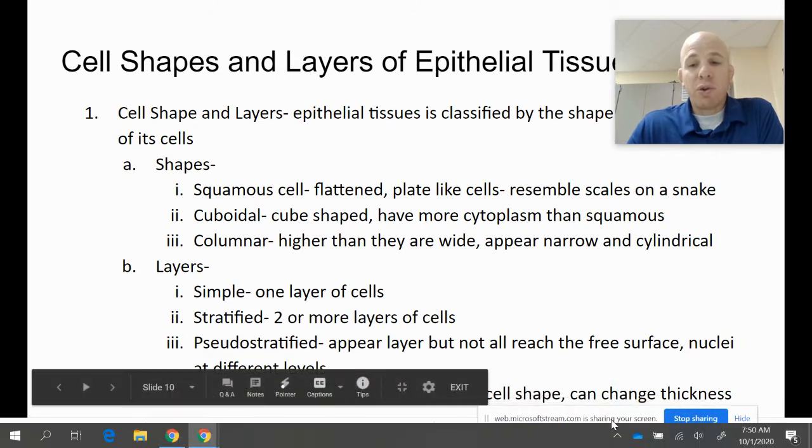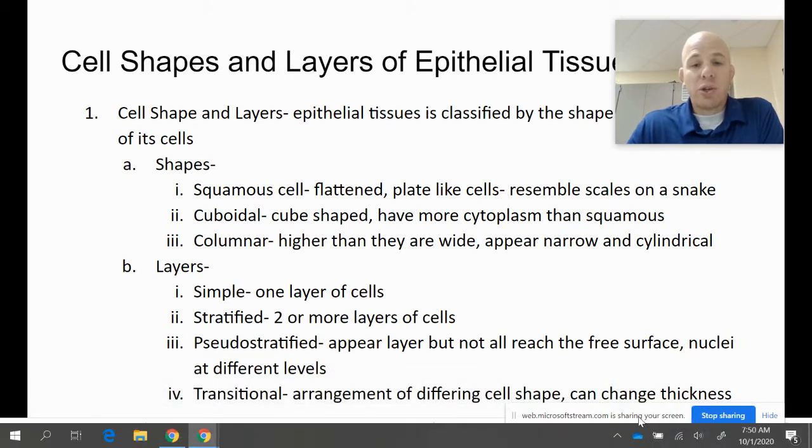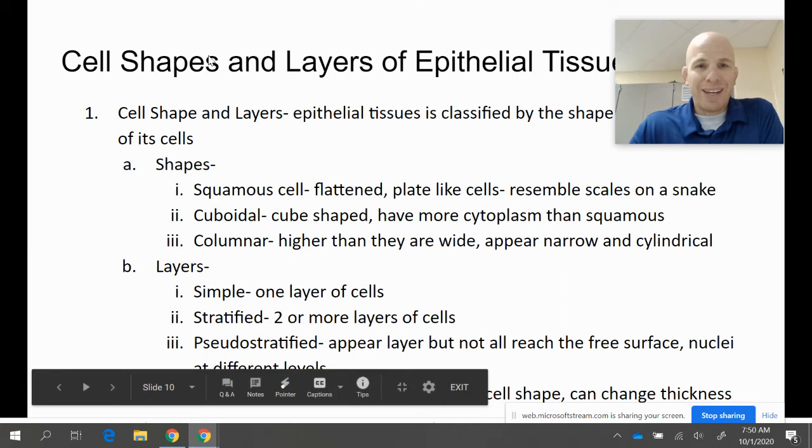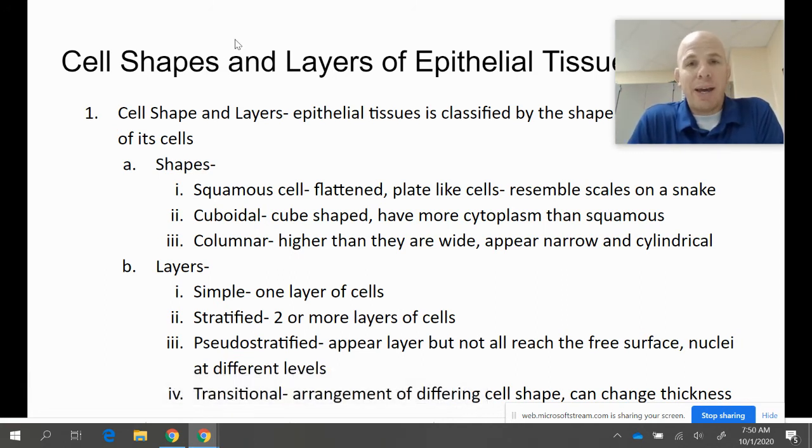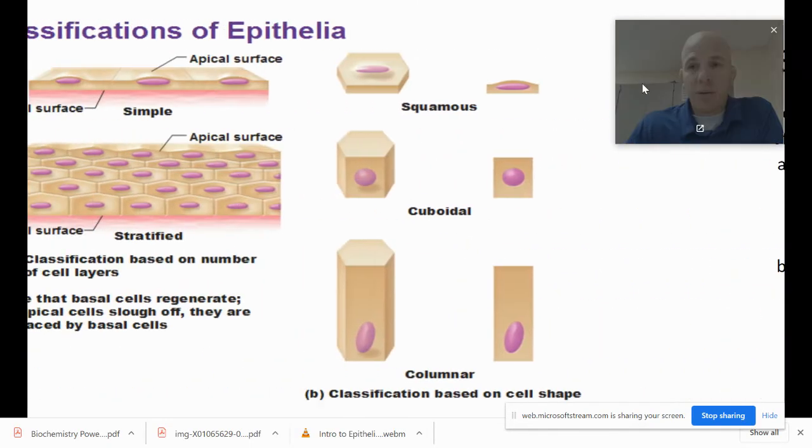Then we have a fourth one. It's called transitional. Transitional, we're going to see in our urinary bladder, is a type that would change thickness. Sometimes it looks really flat, sometimes it looks really thick, and that has to do with how those tissues might stretch during their jobs. So we'll see that with our urinary bladder and urethra and ureters. We'll talk about that a little bit later as we go through the different types of epithelial tissue.